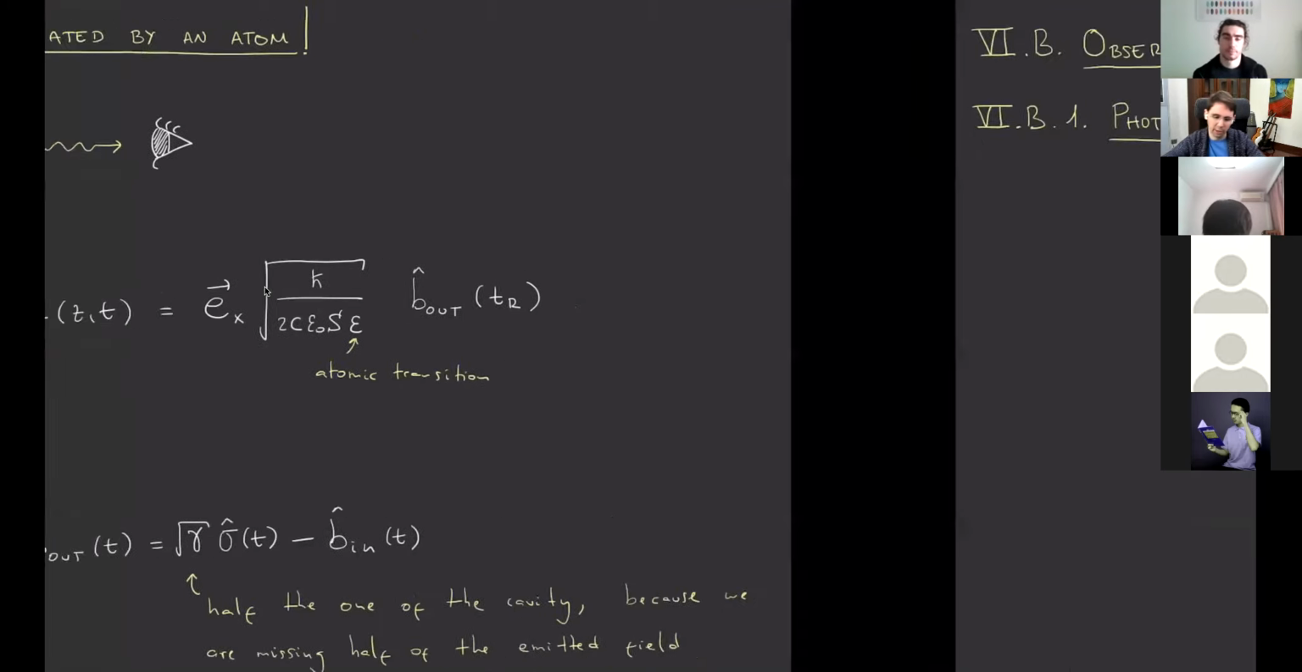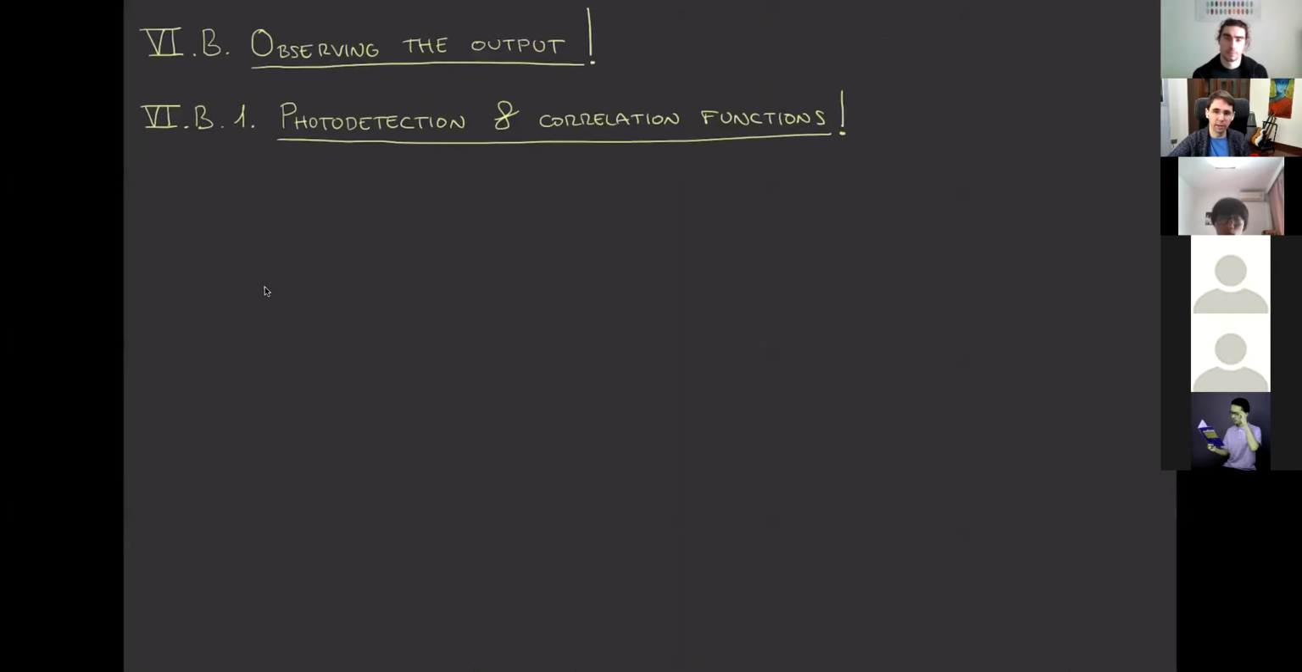So now we will make a break, and after the break, we will start discussing how we observe the output, okay? And in particular, the theory of photodetection and something called correlation functions. So let's maybe meet in 8 minutes to make it round, like at 3:10, okay? So see you in 8 minutes.